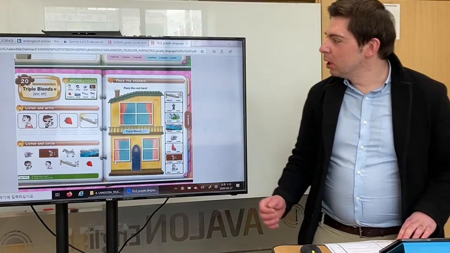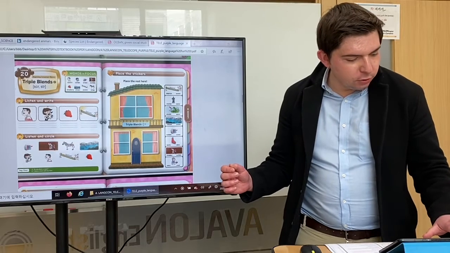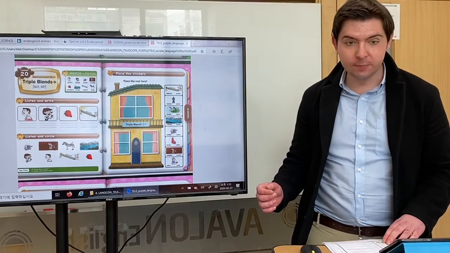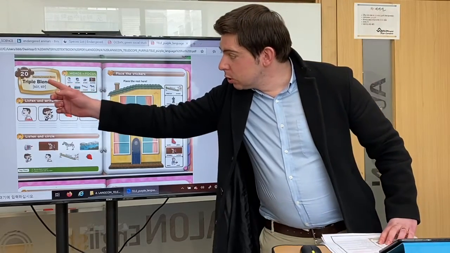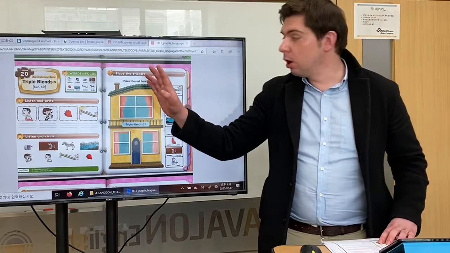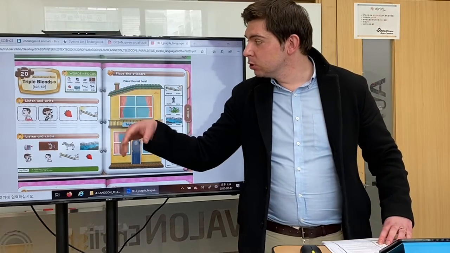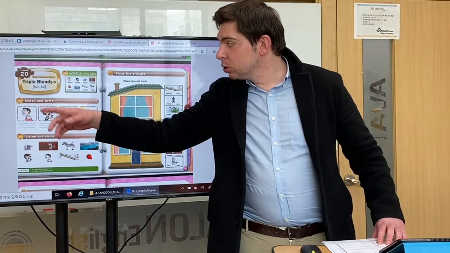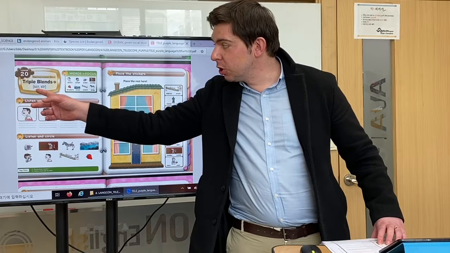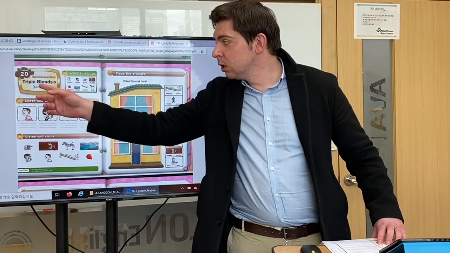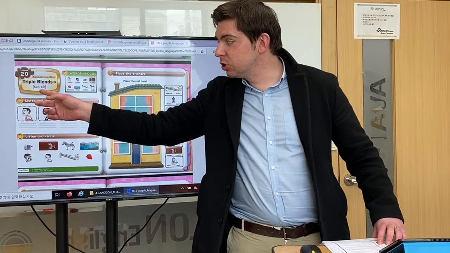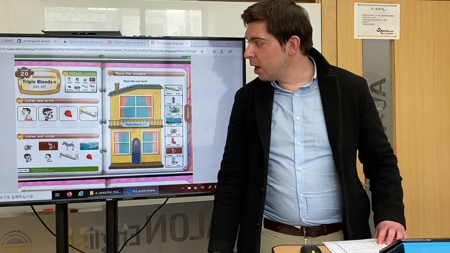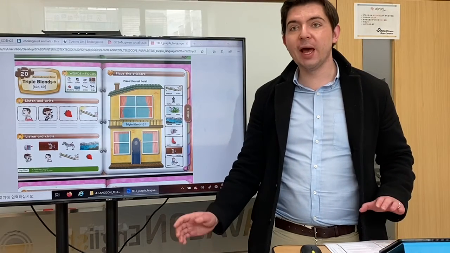Okay, so today we are going to do lesson 20 and 21. Lesson 20 concentrates on triple blends. These are words that have three letters in them. The first one is skr. Screw. The second one is str. Strew. Very good job. Now we're going to review some new vocabulary.